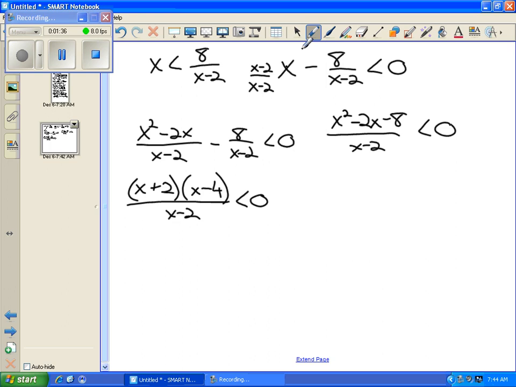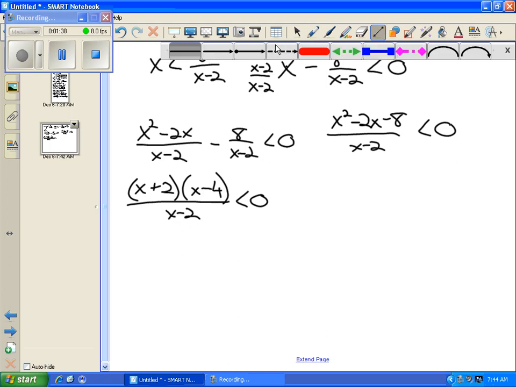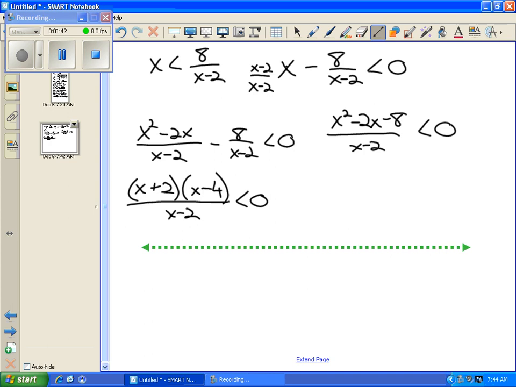Okay, at this point I'm going to figure out what values make my inequality equal 0 or make it undefined, and I'm going to place those values on a number line. So let me get that down here. Number line. Values that make this go to 0 are going to be negative 2 and 4, and positive 2 would make it undefined. So those are my three numbers that I have to place here: negative 2, 4, and positive 2.